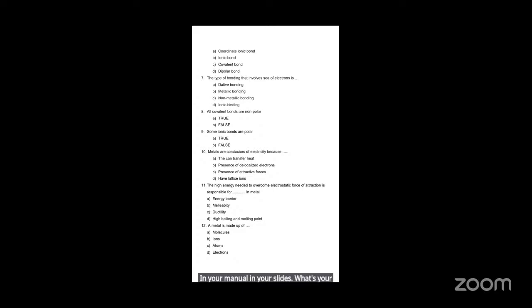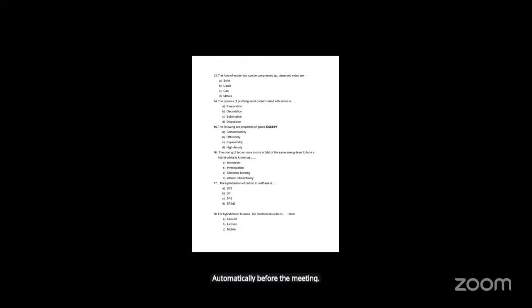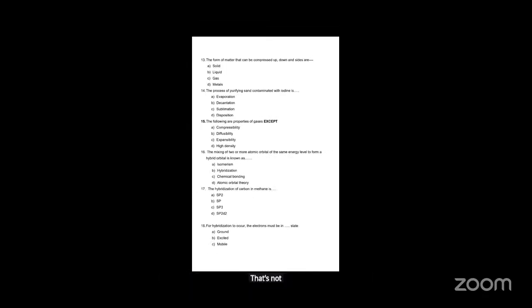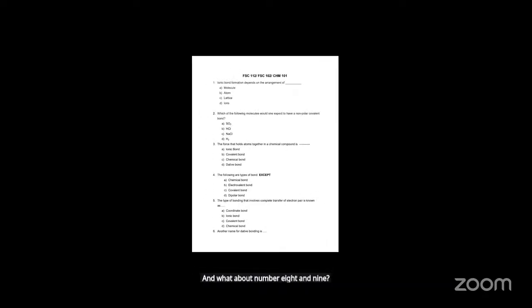Number 6 is dipolar. If the answer is dipolar, then what is coordinate ionic bond? There's nothing like coordinate ionic. So whenever you're in an exam, understand you have coordinate covalent. You don't have coordinate ionic.